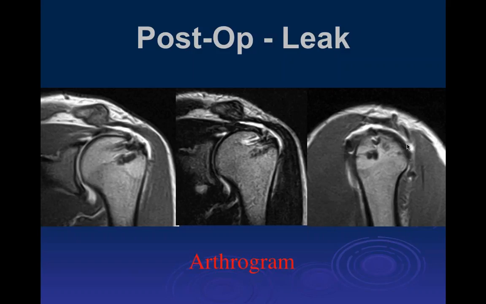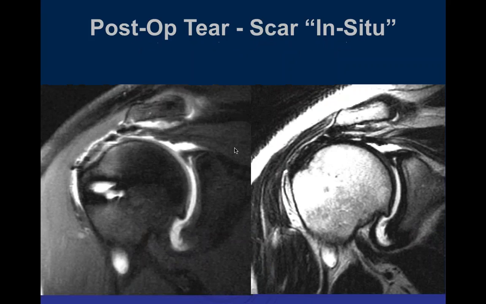And this is an example where we don't see any breaks in the tendon, but we see fluid extending from the joint space into the subacromial subdeltoid bursa. So that sign is not reliable post-operatively. You actually have to see a defect in the actual tendon itself once you have surgery to make sure that you have a post-operative tear.